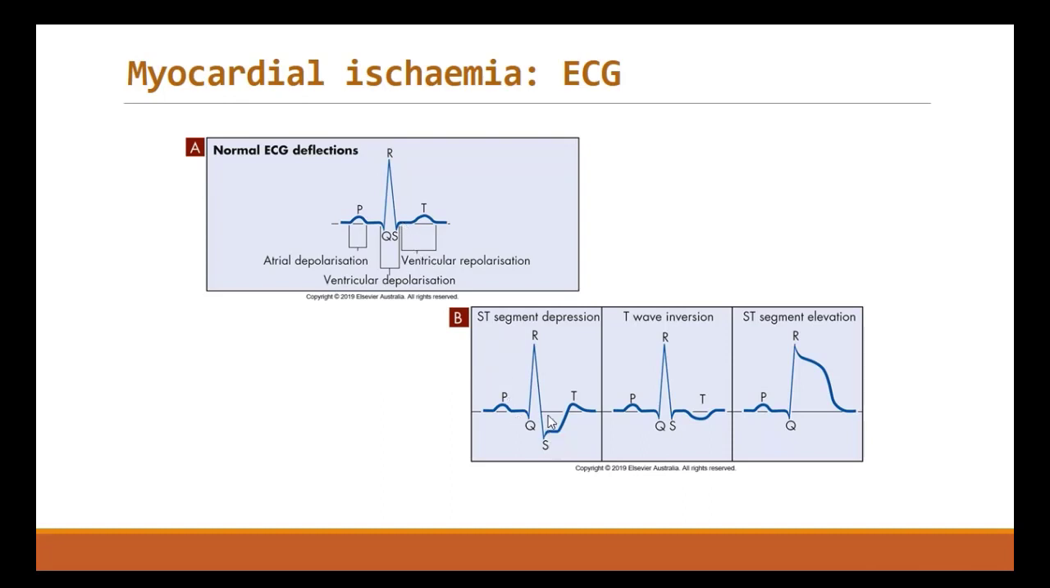ST segment depression. It goes below the baseline. See here, very clearly, there is ST segment depression. Sometimes you can have T wave inversion. The T wave becomes the opposite. Now, ST segment elevation is not usually seen in angina, but it could be seen in Prinzmetal's angina.